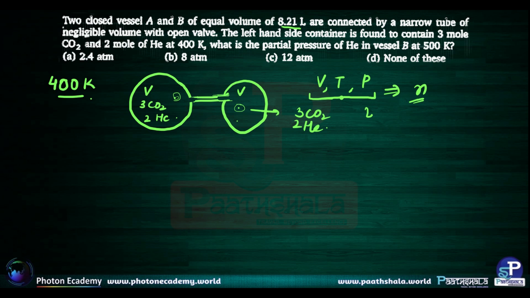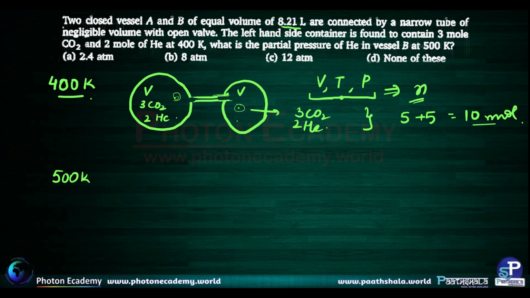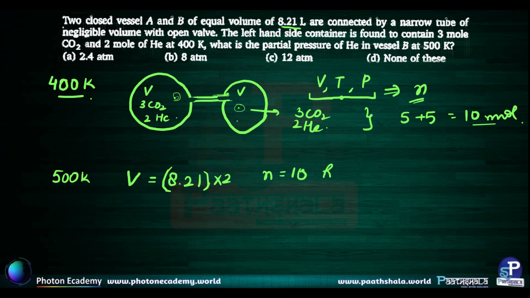So how many total moles of gas do we have? 5 plus 5, that is 10 moles in total. Now we have condition number 2, when we are at 500 Kelvin. The total volume that the gases are occupying is 8.21 into 2, counting both the vessels, and the number of moles is 10. R is known. We have to first find the total pressure.